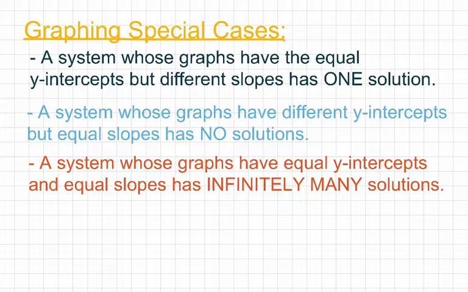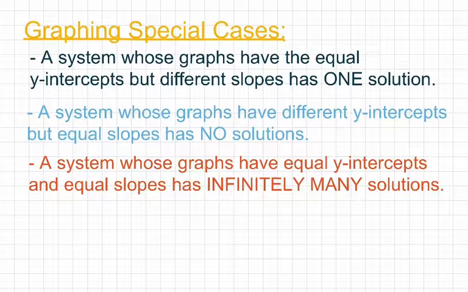Alright, so when it comes to graphing special cases, this is when you've got your graph paper, you've got your two equations in front of you, and you're asked to graph them and determine how many solutions the system has. Now, if the only thing the problem is asking is whether the system has one solution, no solutions, or infinitely many solutions, and it's not asking for a specific solution, you should be able to determine the answer just by looking at the y-intercept and at the slope.